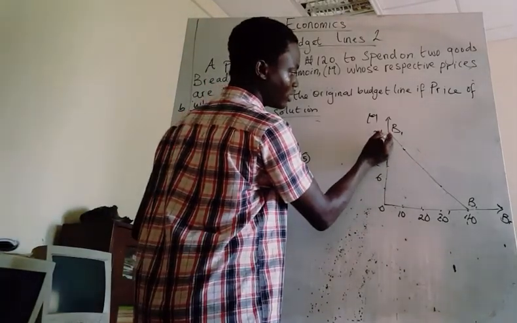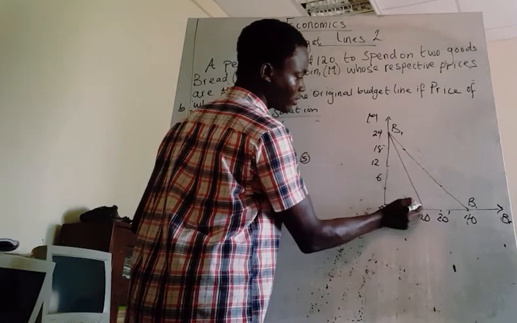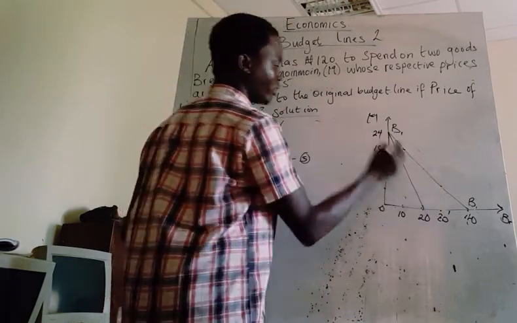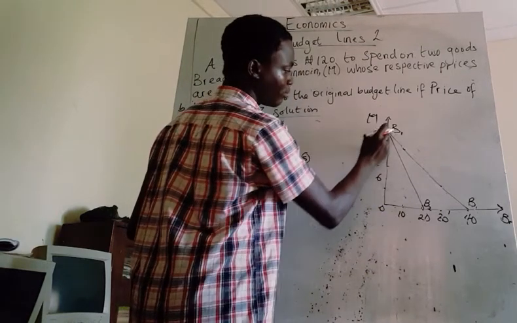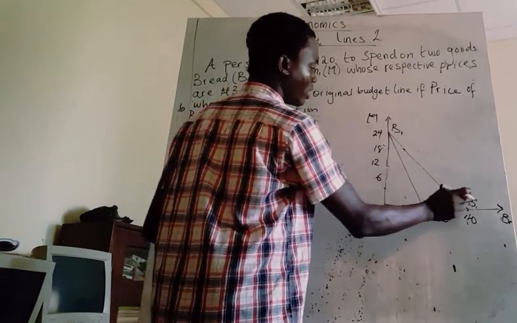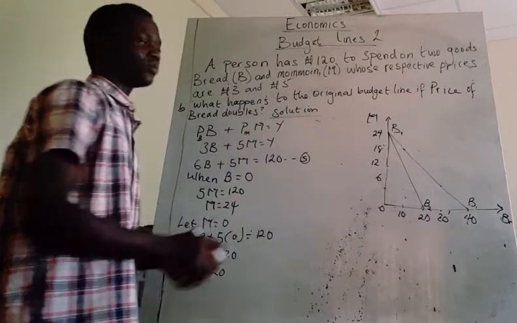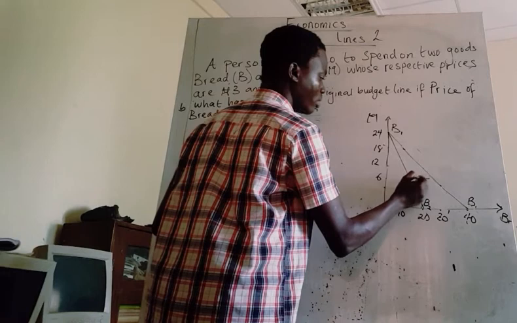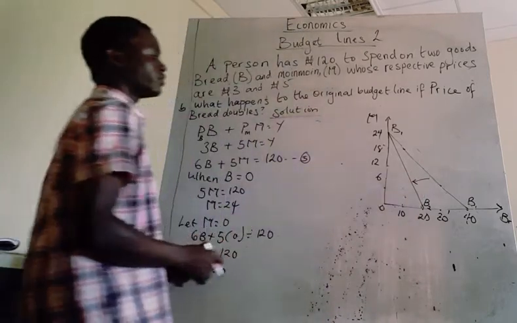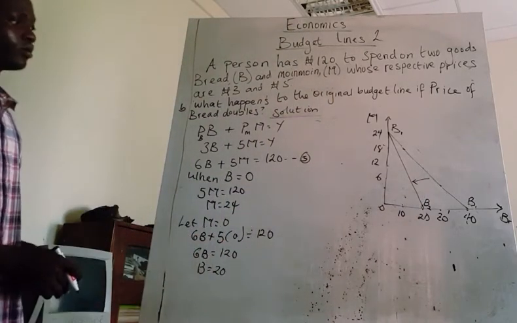So we have this is the initial, so we just have this now, where this is b1, b2, called b1, b1. So this is what we have now. An inward rotation of the budget line, an inward rotation of the budget line.